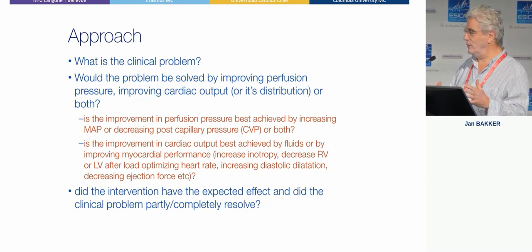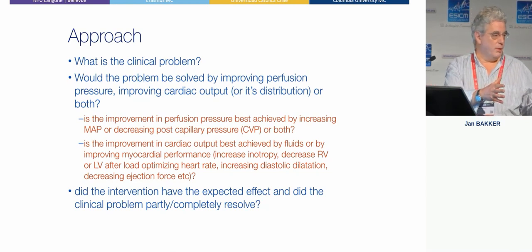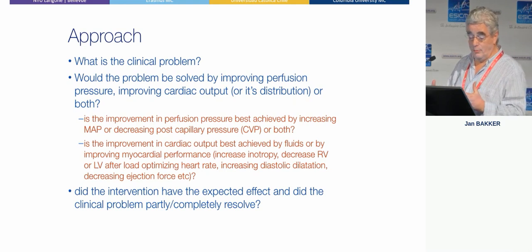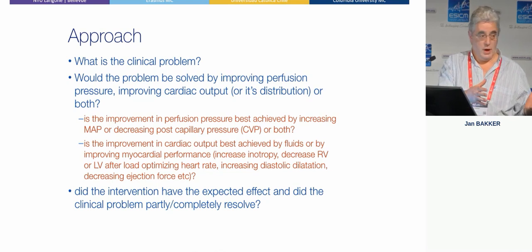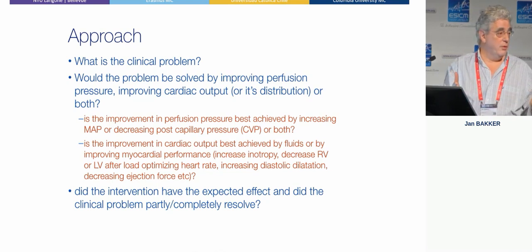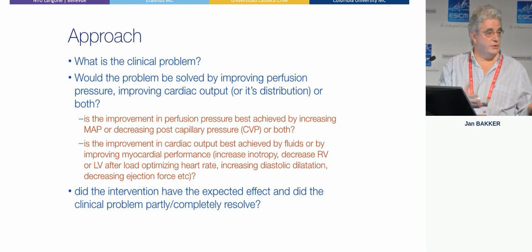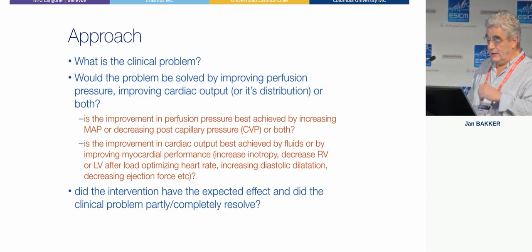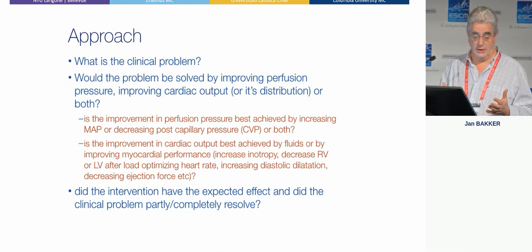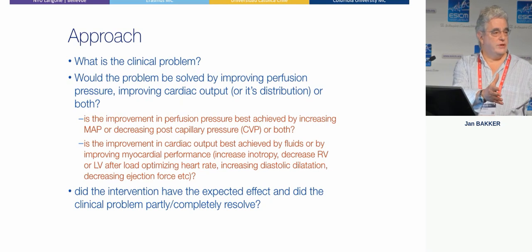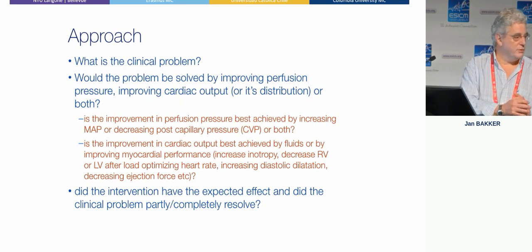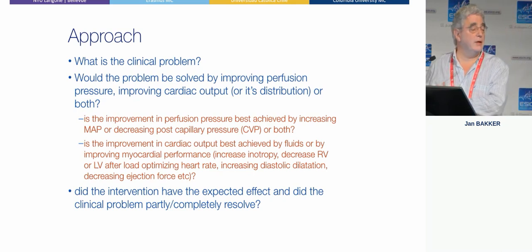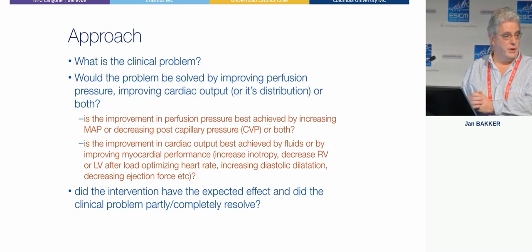And then the question you have to ask yourself, okay, this clinical problem, would it be solved by improving perfusion pressure, so increase the blood pressure, or improving flow, cardiac output, or the distribution, or both? Maybe I should both increase the blood pressure and the cardiac output. And then you have to ask yourself, is this improvement in tissue perfusion or perfusion pressure best achieved by increasing the pressure before the microcirculation, and the only surrogate we have is blood pressure, or lower the pressure at the end of the microcirculation and lower the CVP?